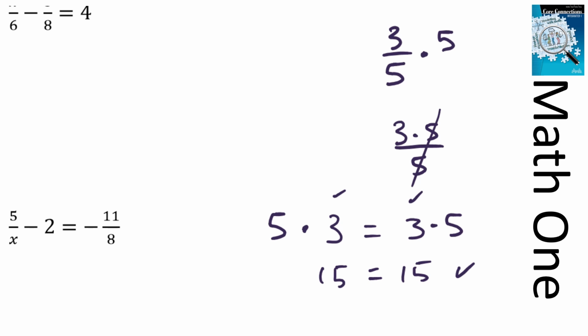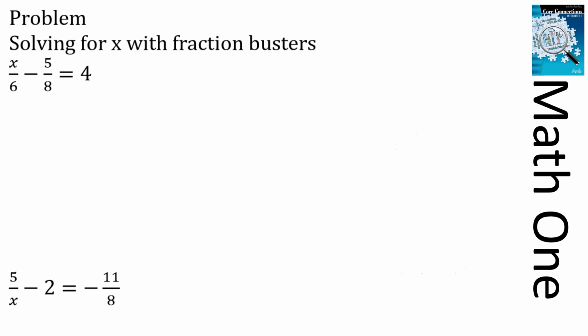The other thing that happens when we do this is we don't change the value of x. We end up finding the same value of x. We've just changed how the equation looks along the way. So these are the two ideas that we use when we're using the method of fraction busters. So let's come back to our original problem here. I've got x over 6 equals negative 5/8 over 4.